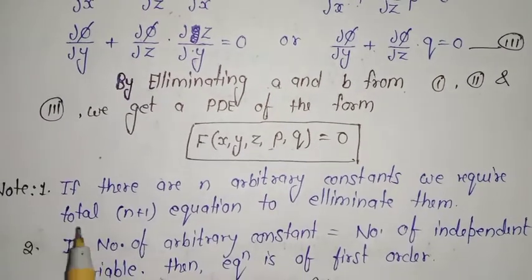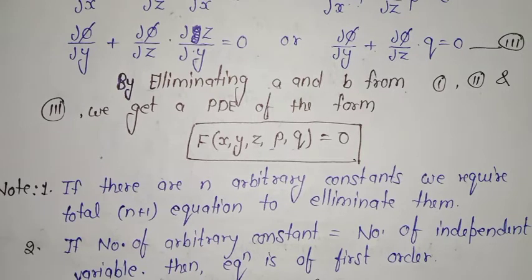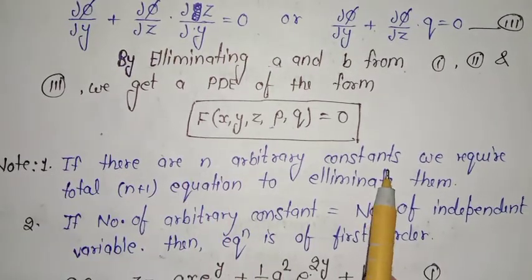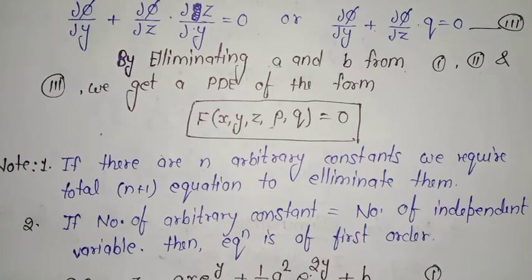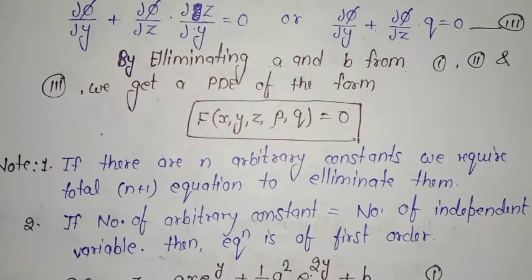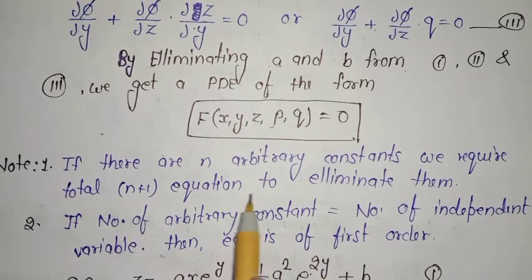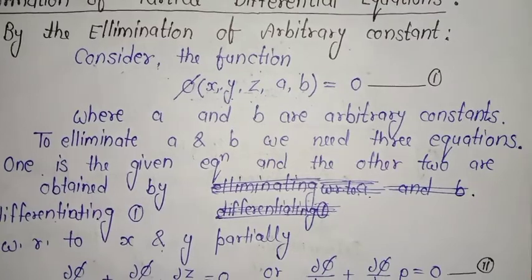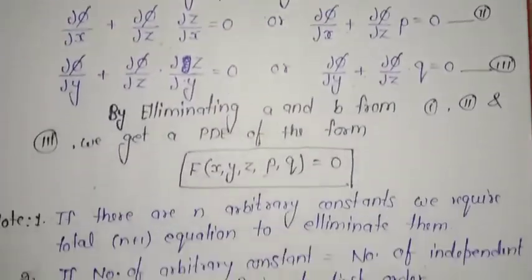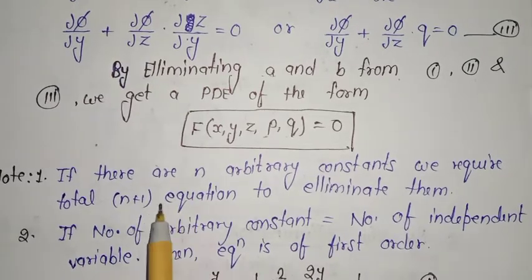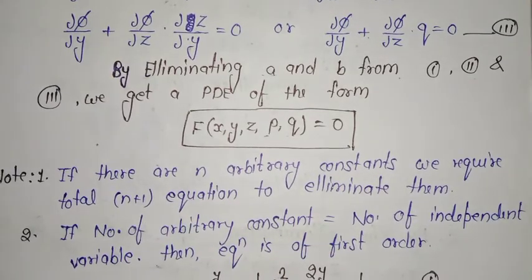Now, there are some note points that arise from this method. The first note is, suppose we have an equation in which n arbitrary constants are present. Then, in order to remove those n arbitrary constants, we require a total of n plus 1 equations. Here you can see there were two arbitrary constants, so we needed three equations to eliminate them.